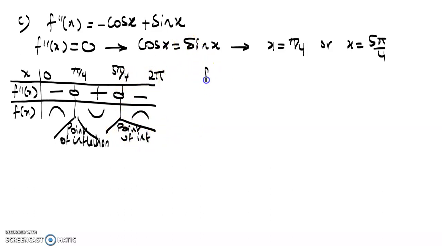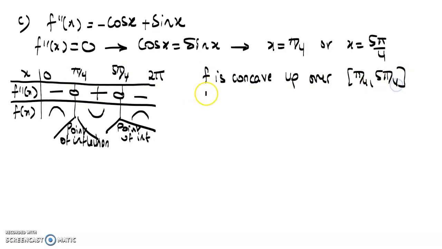So to answer our question, f is concave up over the interval where it's concave up, that's pi over 4 to 5 pi over 4, and f is concave down, sorry, over 2 intervals, so we just consider the union of these 2 intervals.